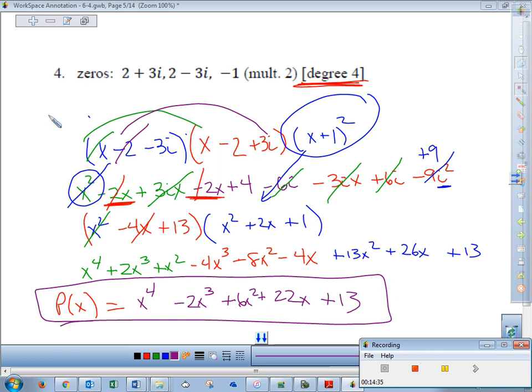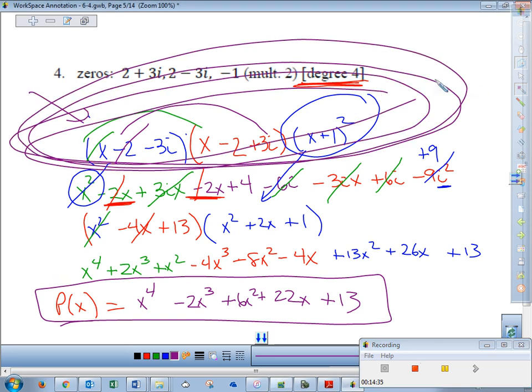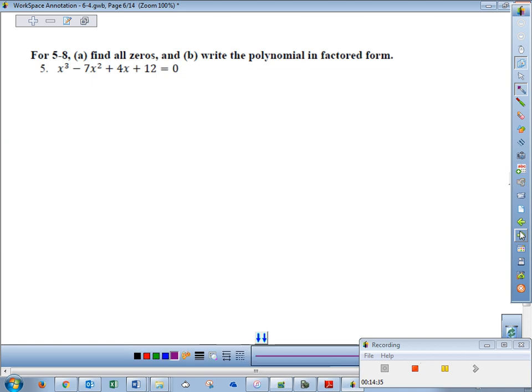Here's what you get. What's this called right here? What form is this called? Factored form. This is polynomial form right here, or expanded form is what some people call it. A, find all the zeros. B, write the polynomial in factored form. Sweet! How do I find the zeros?